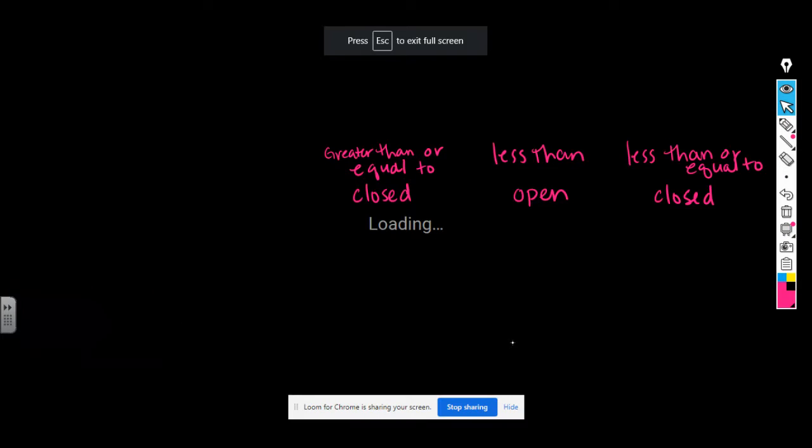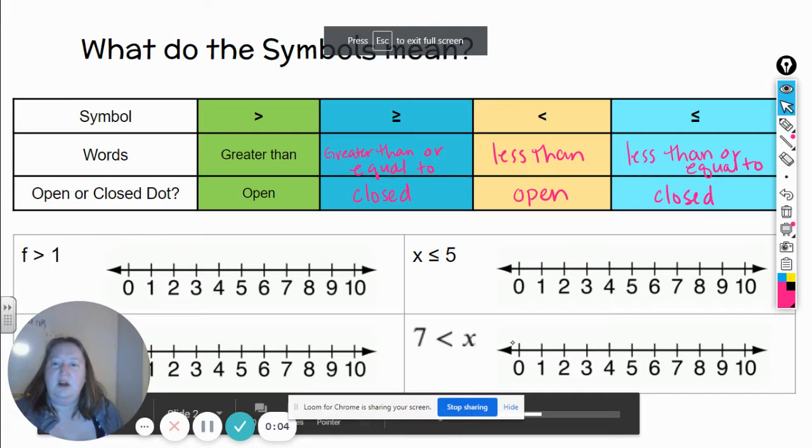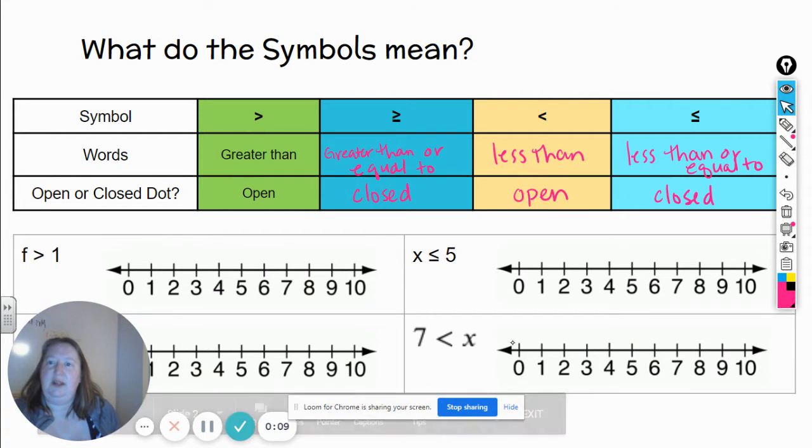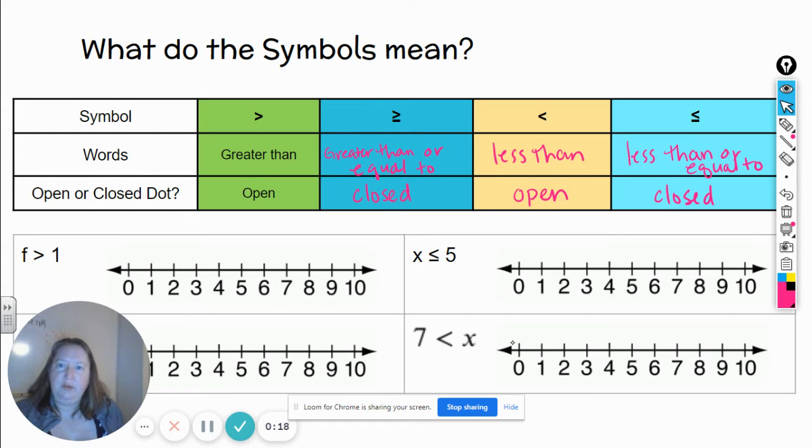Okay, students, so this is kind of an overview of inequalities. So first, what did the symbols mean? And then what are the words that describe the symbols? And then when you're graphing it, is it an open or a closed dot or circle? So here we have the symbol and it's read from left to right.